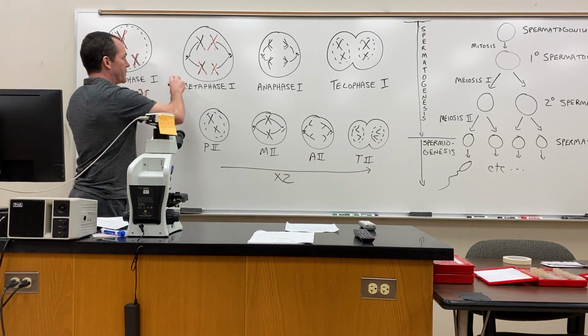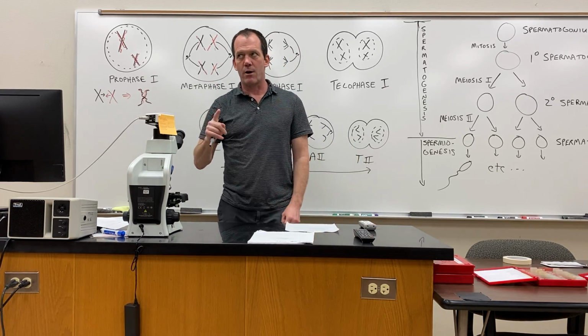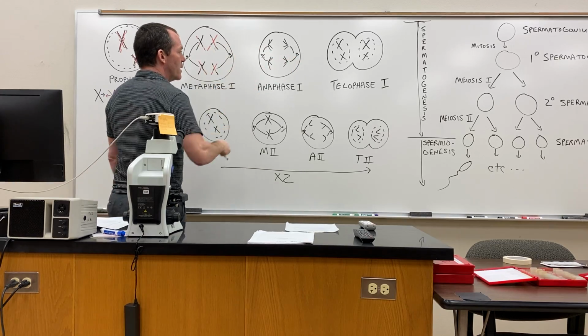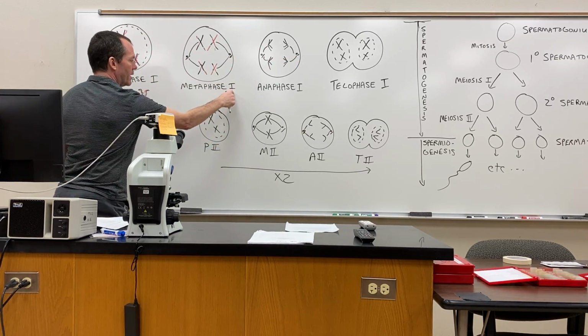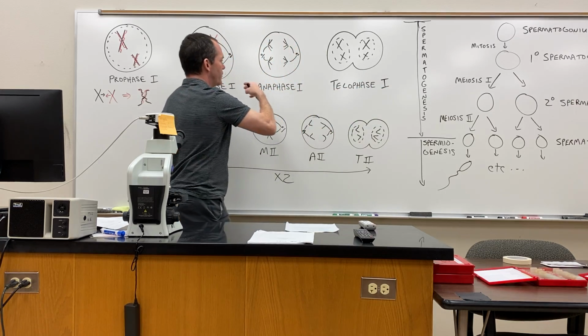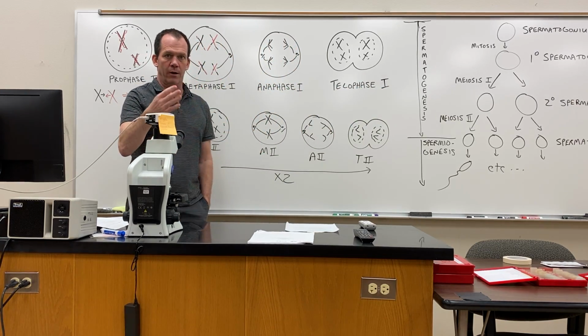So here we go. The top row up here represents the first meiotic division, or meiosis I. You can call this whole top row that. You can see I've written a Roman numeral 1 after each of these, so if you say anaphase 1, everybody knows what you're talking about. You're talking about anaphase of meiosis I.